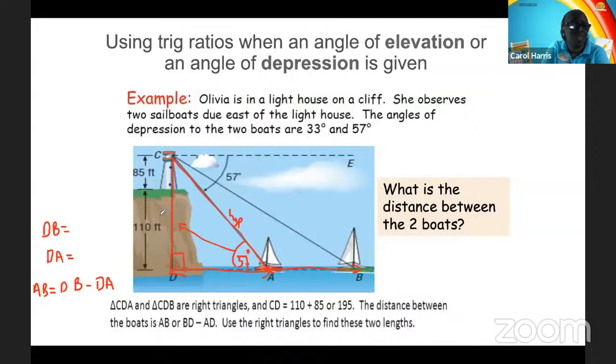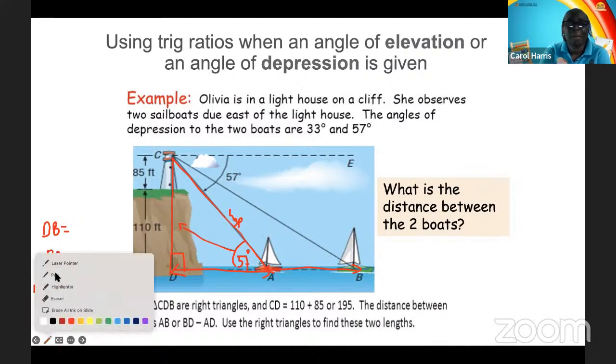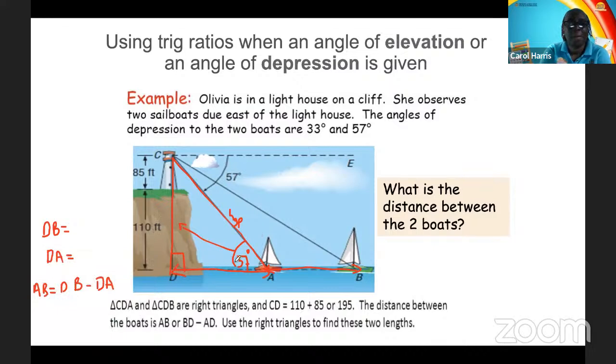But a quick one: do I know the length of the hypotenuse CA? Remember, you look at what you know and what you need. Do I know the length of the hypotenuse? No, Miss. What do I know in this diagram? Miss, the 90 degrees and 57 degrees. And what else?